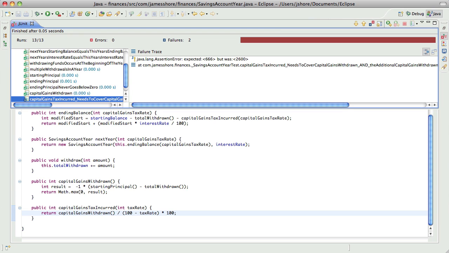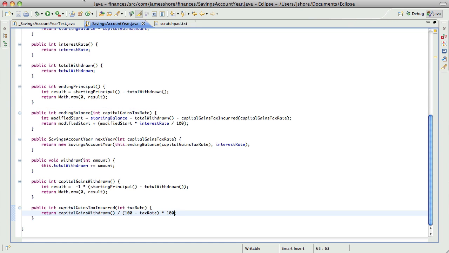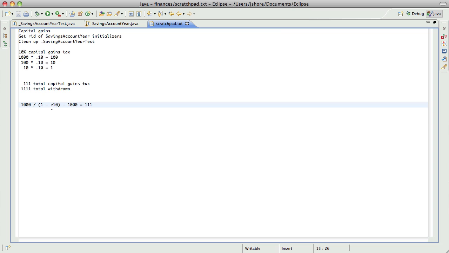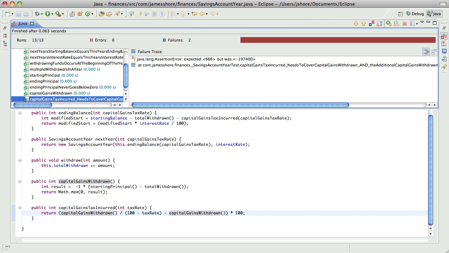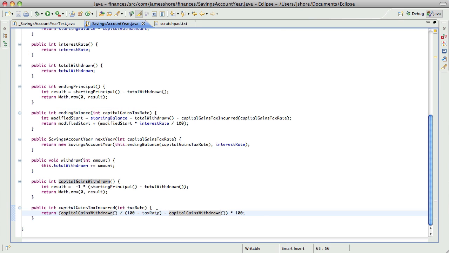Well, it's getting closer. What was that formula again? It's 1,000 minus, so minus capital gains withdrawn. Okay. Oh, that is just so wrong. Okay, let's figure this out. Well, let's just use floating points for a little bit, see where that gets us.